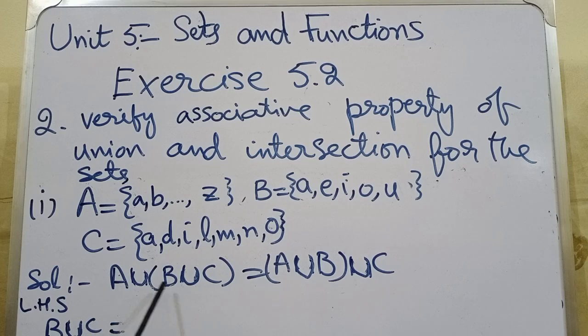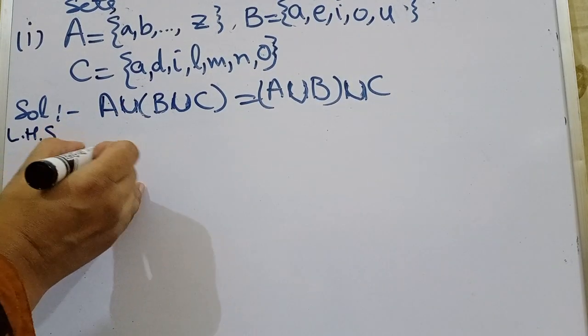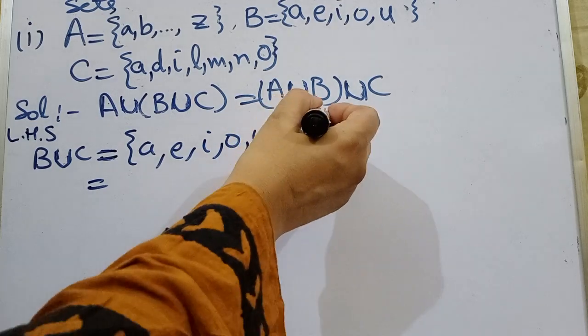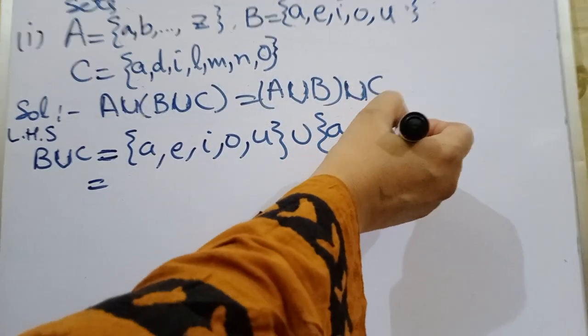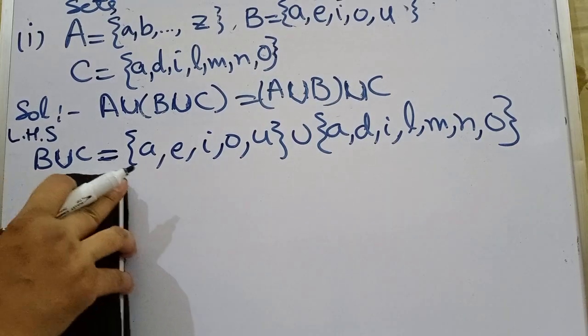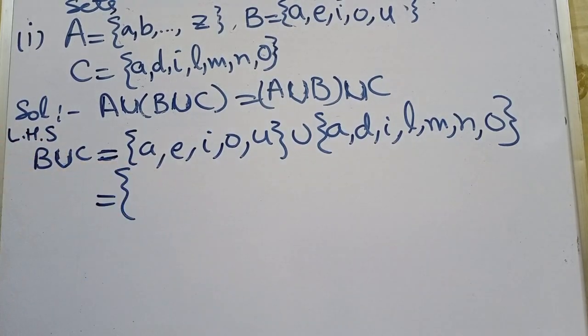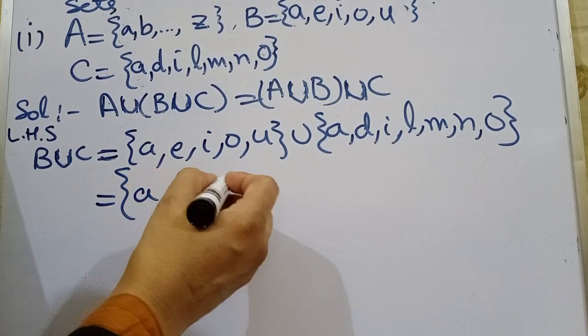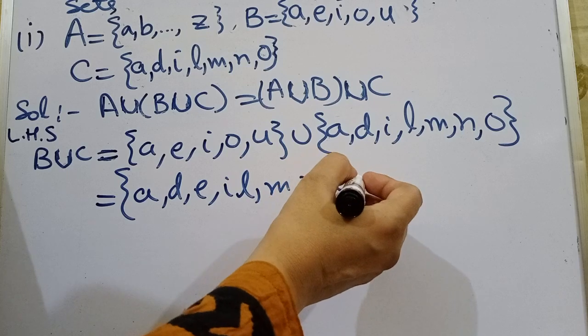Left hand side is equal to A union (B union C). First we have to find B union C. So we take a union set of all elements of set B and all elements of set C. B union C is equal to set B, which has elements A, E, I, O, U, union set C, which has elements A, D, I, L, M, N and O. The union set contains all elements of B and C, so we have A, D, E, I, L, M, N, O and U.